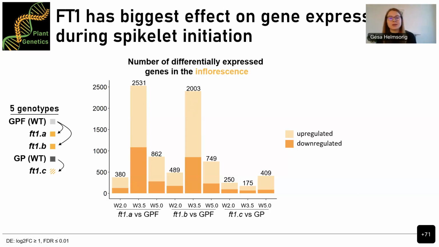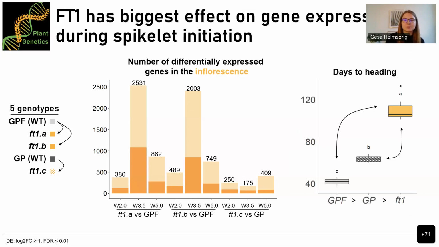So maybe it's possible that this developmental stage is affected most by FD1 and the other ones not so much. And what we also see is that in the FD1C mutant compared to Golden Promise, we see a lot fewer genes that are differentially expressed. And I think this makes sense because when we come back to the flowering time here, and when we look at the distance between Golden Promise Fast and the mutants and the distance between Golden Promise and the mutants, this one is of course much bigger than when we compare Golden Promise and the mutant.